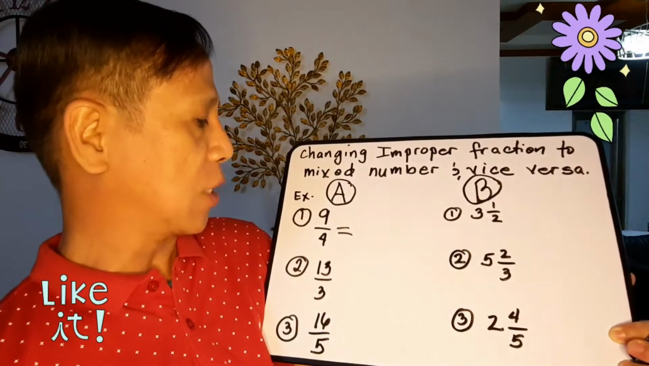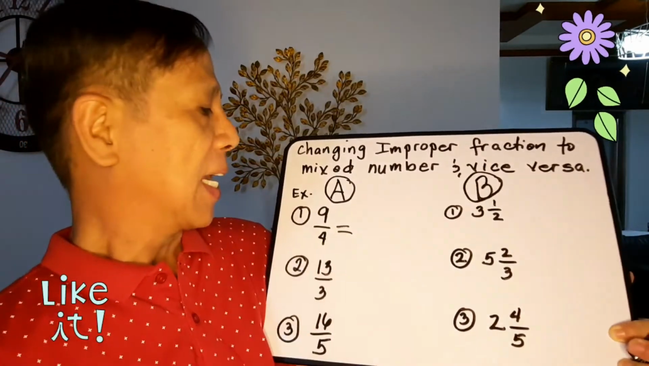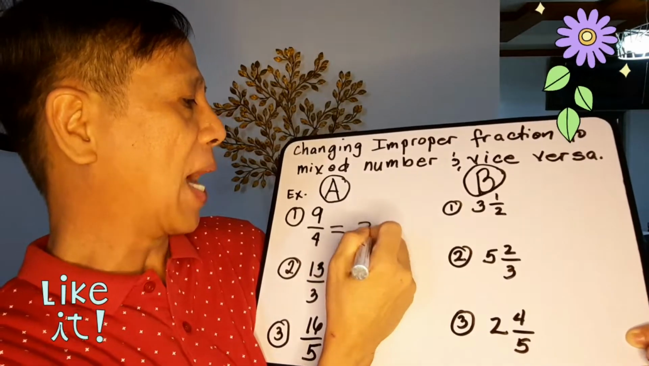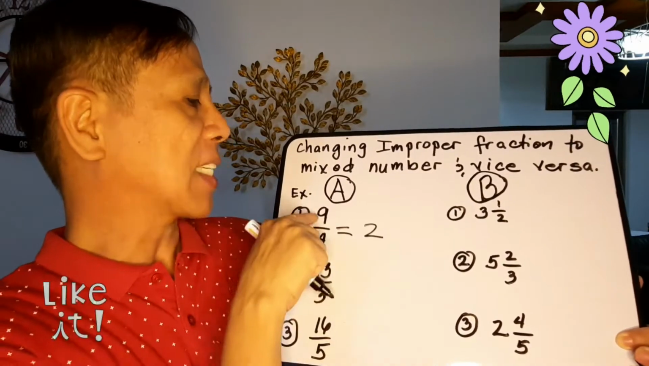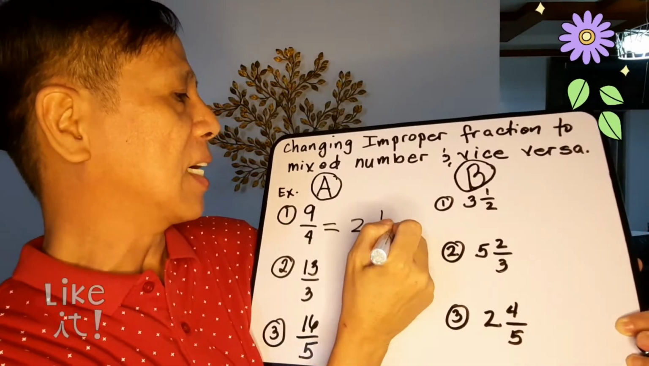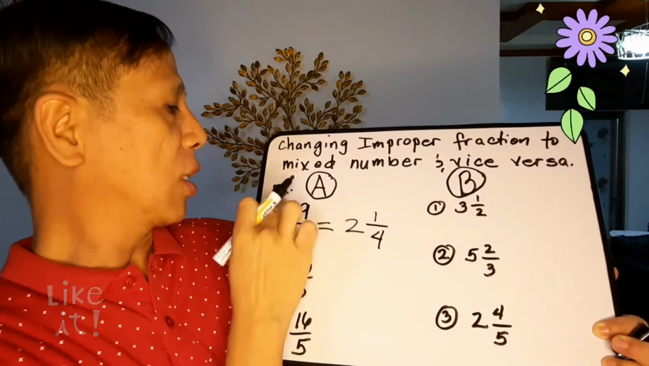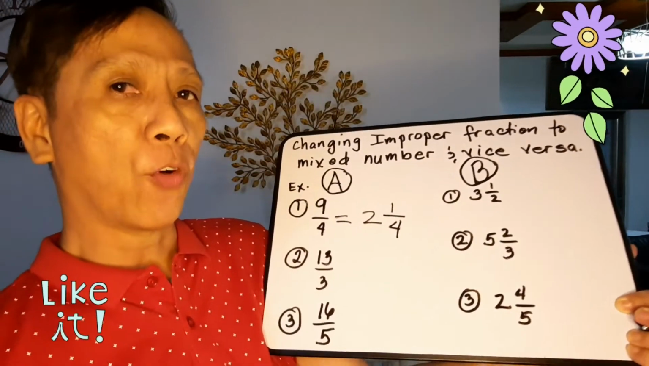Here is the procedure. Tingnan natin ang denominator na 4. Itanong natin, ilan kayang 4 ang makukuha ko sa 9? Diba dalawa? Pag nakuha nyo na yung dalawang 4, 8 siya. So, isa na lang ang matitira sa 9. At yun ang kanyang numerator, kopyahin lang ang 4. So, 9/4 is equal to 2 and 1/4.